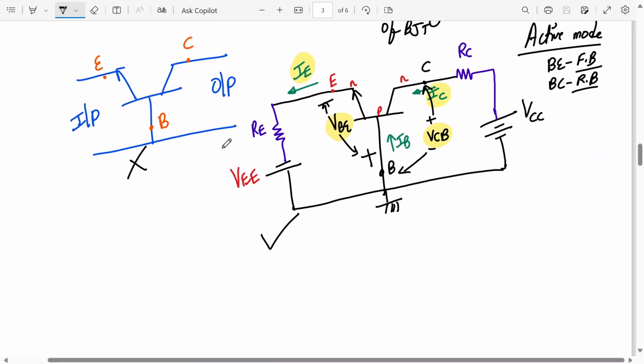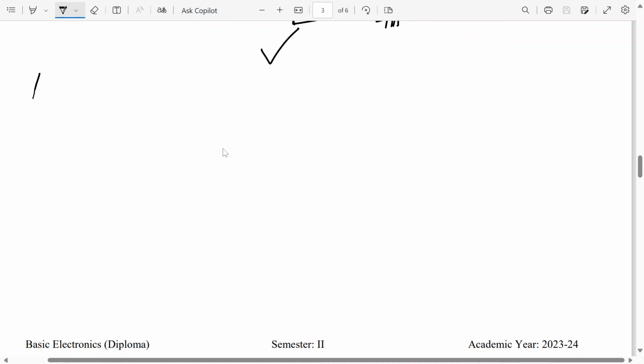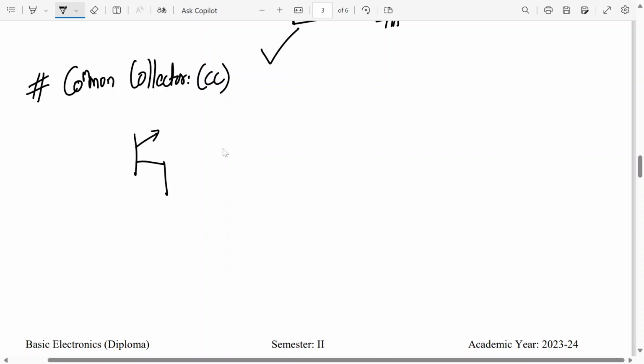Okay. So now we go for common collector. This is the least sought out configuration. Normally we don't operate in common collector very often unless it is a unity gain. So it's connected like this. We connect the emitter up. So this is my emitter terminal, this is my base terminal, and this is my collector. So collector terminal is common between input and output.